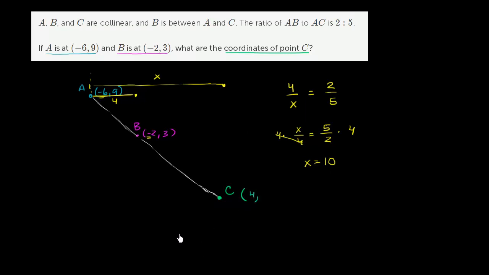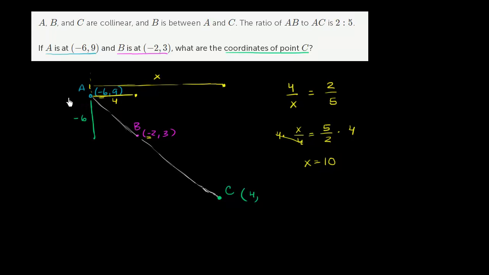Now we just have to do the same thing for the y. So what is the change in y going from A to B? Well, here we go from 9 to 3. We've gone down 6. Another way you could say it is 3 minus 9 is negative 6. To find the change, you could think, I'm just taking the end point and subtracting from that the starting point. Or you could just look at it. We've gone down 6, so we can write negative 6 here.